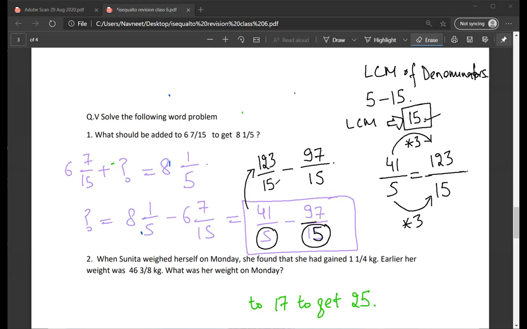Mr. Satya, is there a doubt? No, sir. Therefore, the answer would be, Mr. Sarthak? 26 by 15. 123 minus 97 on 15 is equal to 26 by 15. Very nice, Mr. Sarthak. Excellent. Mr. Satya, is there a doubt?